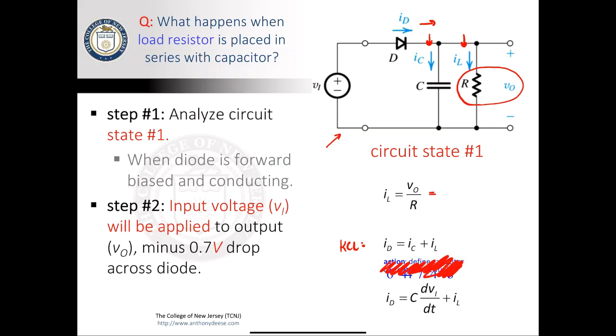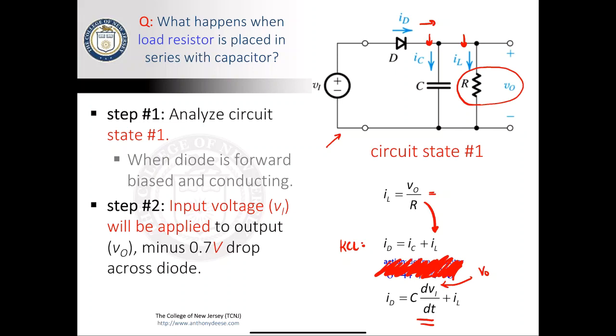Now, what we can do, I'm just crossing out the part that's a little bit muddled. We can plug this in right here, and we can replace IC with C times dVI/dt, which represents the VI characteristic for the cap. Now, you could ask me, well, why is this VI and not V out?